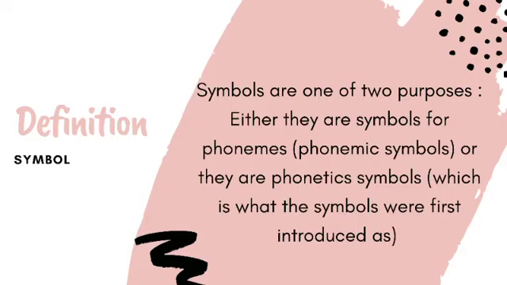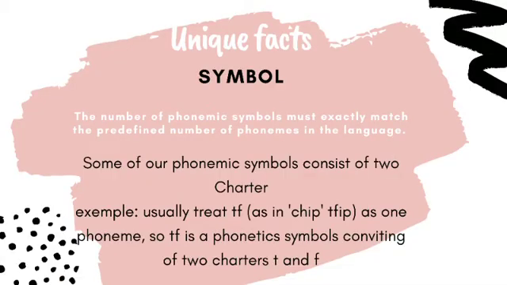Definition of symbol: there are symbols for phonemes and phonetic symbols. Univocal symbol: the number of phoneme symbols must match the predefined number of phonemes in the language. Some phoneme symbols consist of two characters, usually treated as one phoneme. So tf is a phonetic symbol consisting of two characters, t and f.